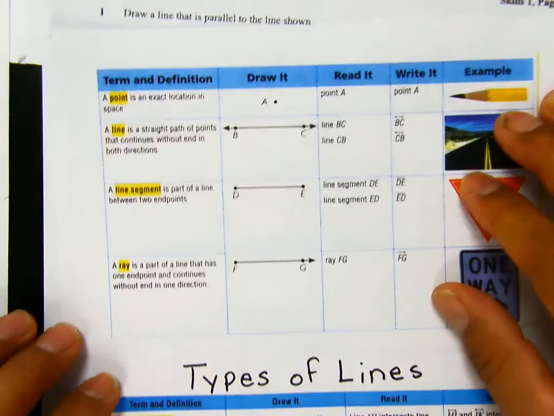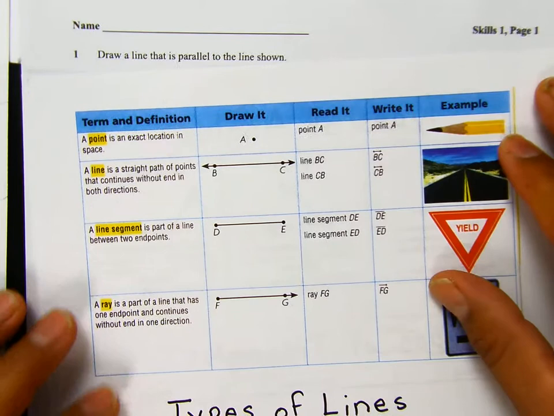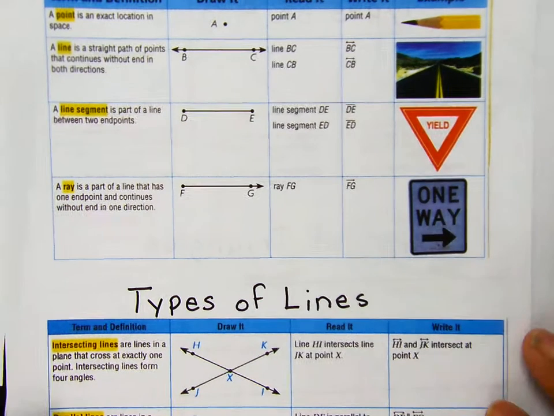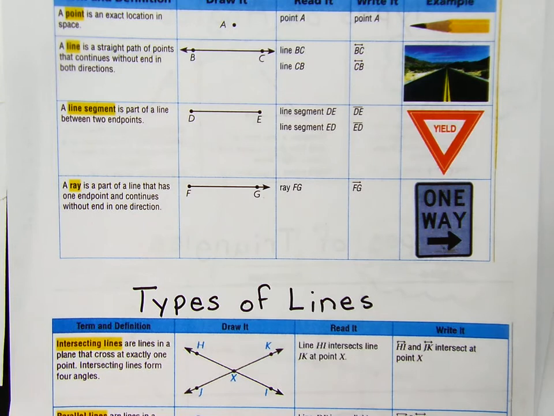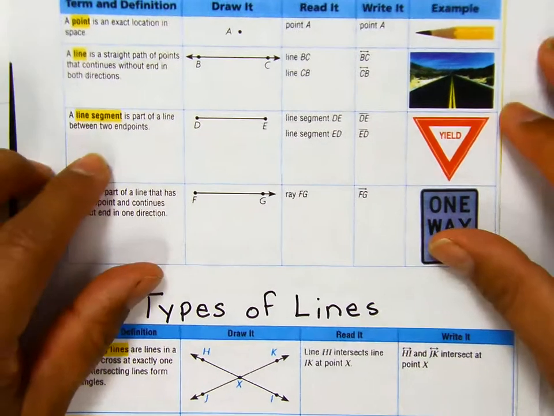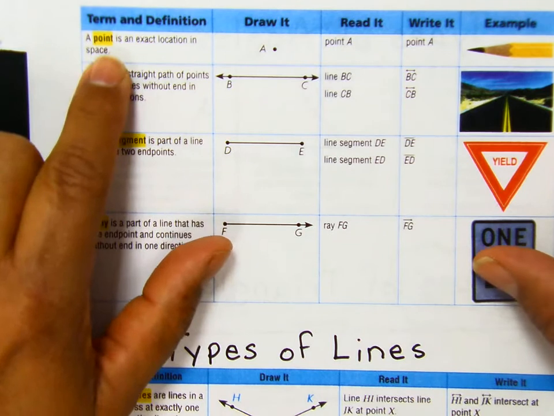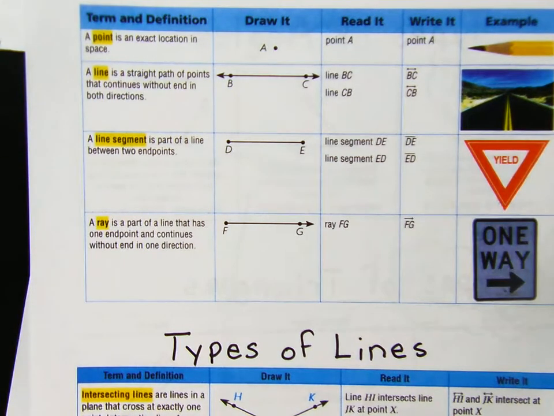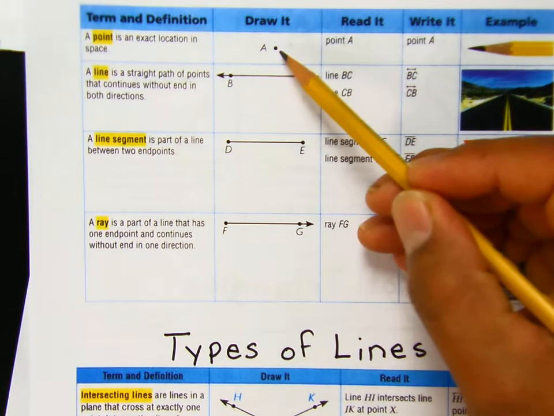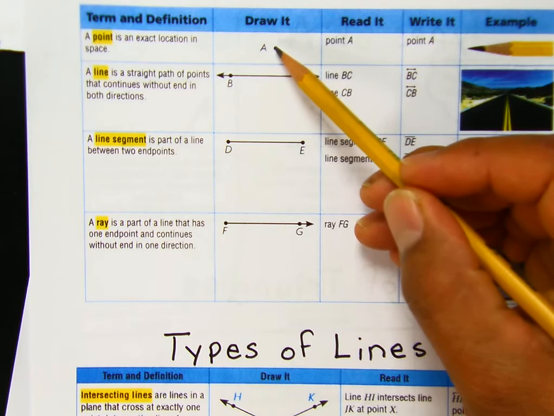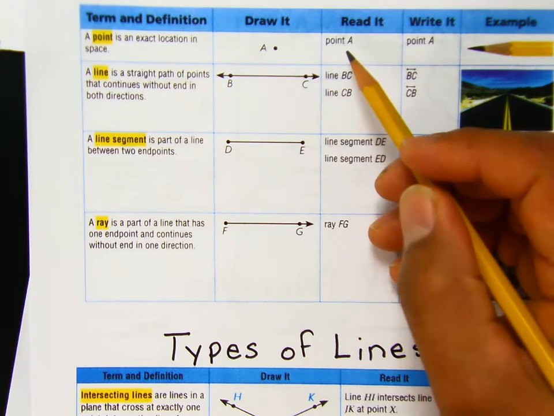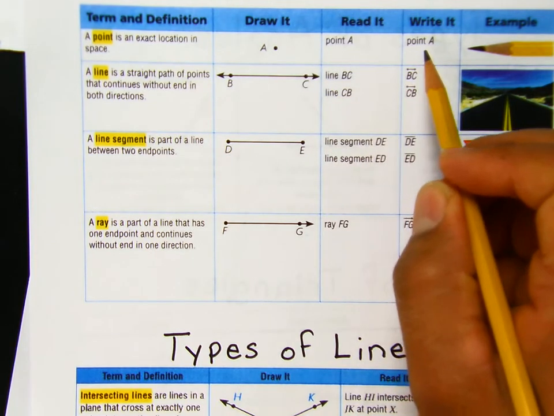Today we will be working on Skills 1, page 1 and 2. We're going to review terms that we've used for our geometry lessons. First definition we're going to review is point. A point is an exact location in space. It is drawn like that, just a dot. It is labeled A, so we can read it point A or we can write it as point A.